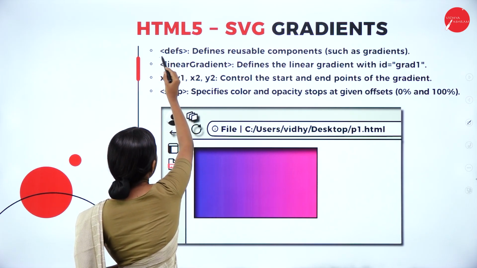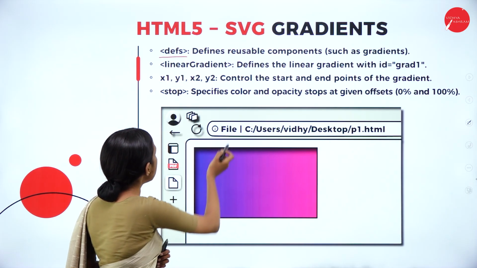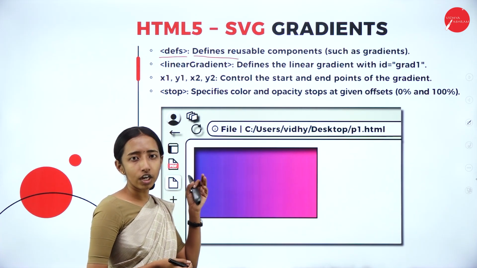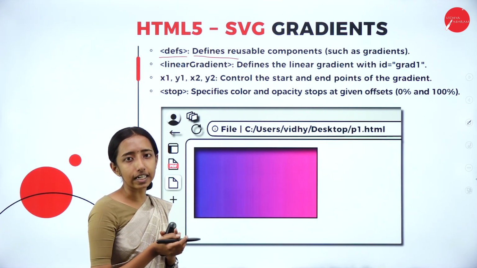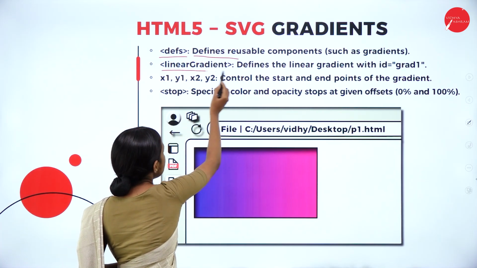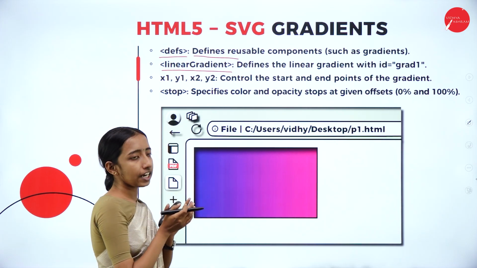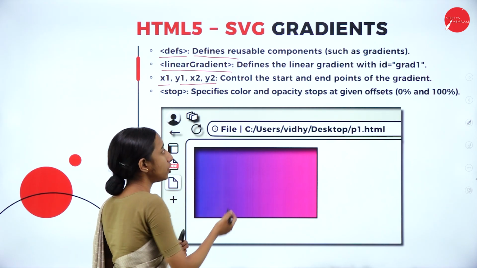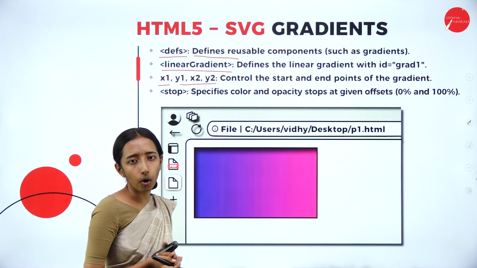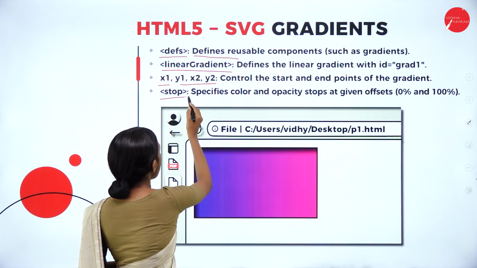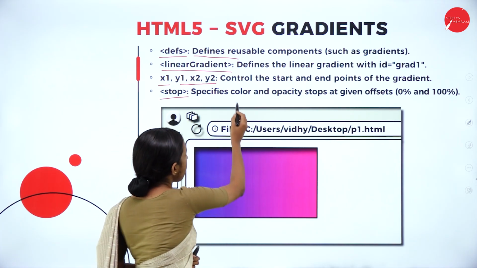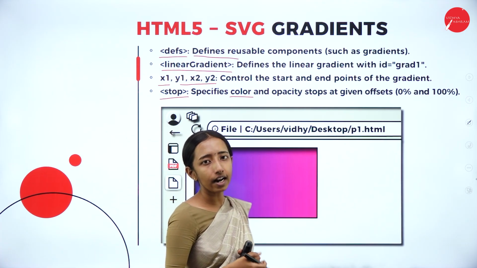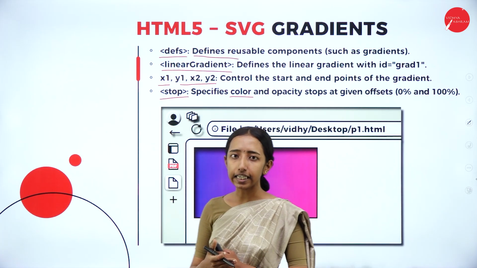So what do you mean by the defs tag? Here it defines the reusable component, such as the gradient. So whenever we are using this element, we can reuse the gradient element. And next, linearGradient defines the linear gradient with the ID grad1. And also x1, y1, x2, y2 control the start and the end point of the gradient. Here we also use the stop. It specifies the color and opacity of the stop at the given offsets, like 0% and 100%. So this was about the linear gradient.